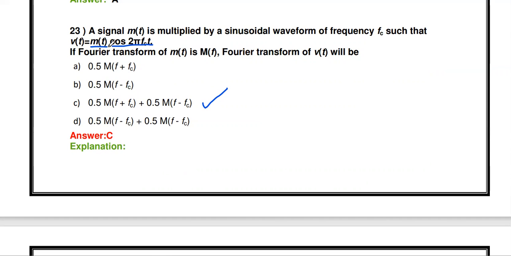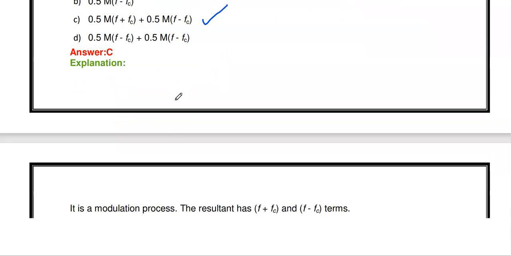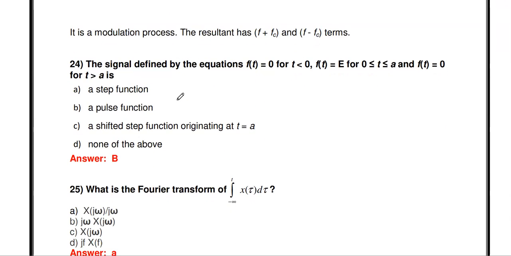But if you are multiplying any signal with cos 2 pi fct and taking the Fourier transform, according to the modulation property, the spectrum is shifted to two sides. One is to the left by the amount Fc, one is to the right by the amount Fc, and the amplitude is half. The answer is 1 by 2 M of f plus Fc plus 1 by 2 M of f minus Fc. This is called the modulation process.